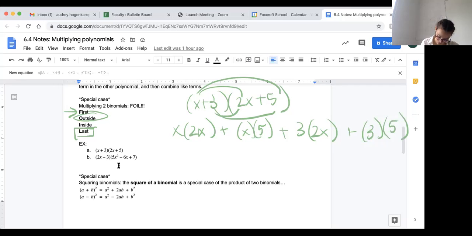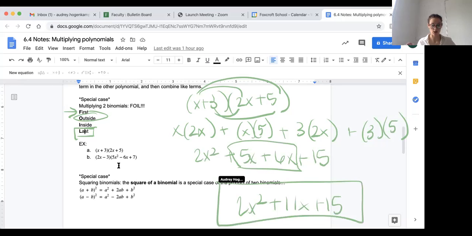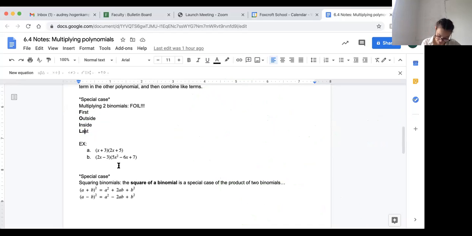Okay, so now we can figure out this multiplication. x times 2x is going to give us 2x squared plus 5x plus 6x plus 15. And then last, we want to combine our like terms, which are these two middle guys. So we're going to get 2x squared plus 11x plus 15. Box that off, and that is going to be our final answer. So again, special case number 1 is multiplying binomials, and we use the FOIL method.